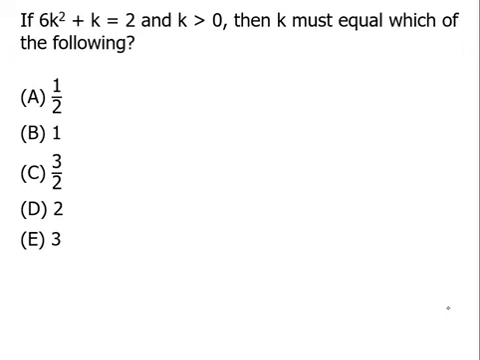If 6k squared plus k equals 2, and k is greater than 0, then k must equal which of the following? Well, that is a k squared, so that's a quadratic. The first step in solving a quadratic is always get everything on one side equal to 0. So we have 6k squared plus k minus 2 equals 0.